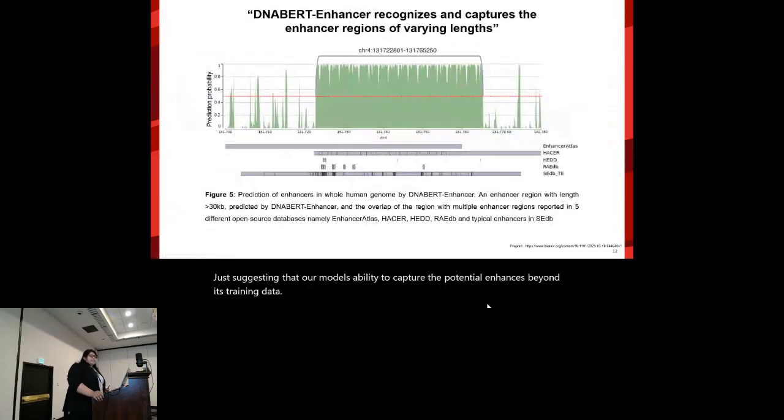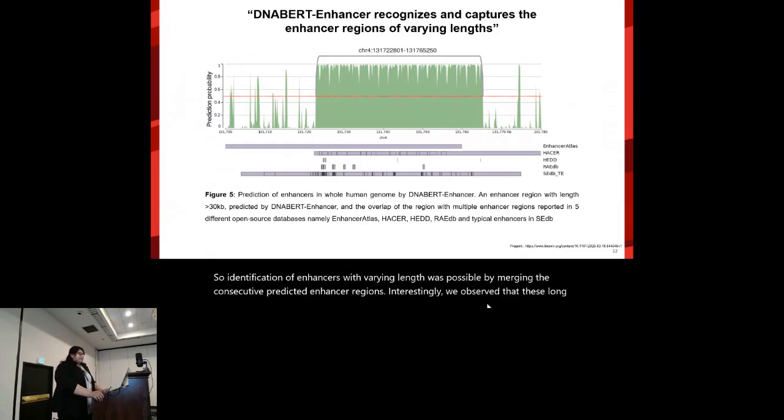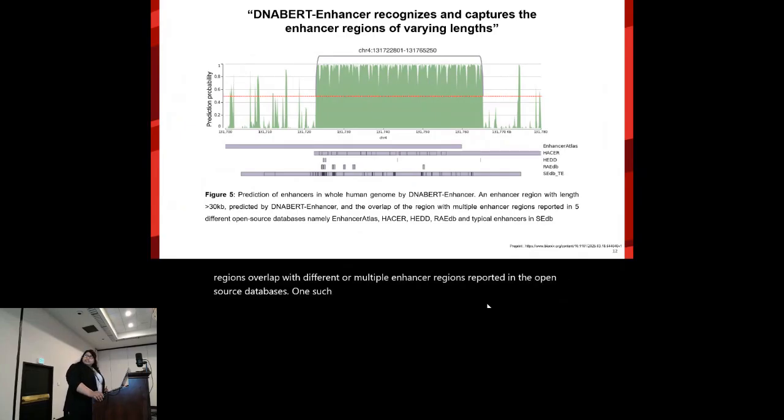So identification of enhancers with varying length was possible by merging the consecutive predicted enhancer regions. Interestingly, we observed that these long regions overlap with different or multiple enhancer regions reported in the open source databases. One such region is depicted here in chromosome 4. The length of this region is 42,450 base pair, and it maps to varying length enhancer regions reported in 5 different data sources, as you can see below. And this evidence further signifies the remarkable capability of this model to recognize and capture the enhancer regions of varying length through the attention mechanism.